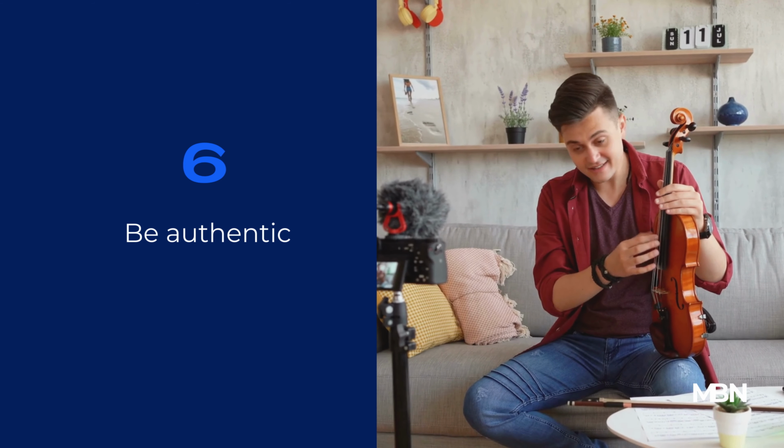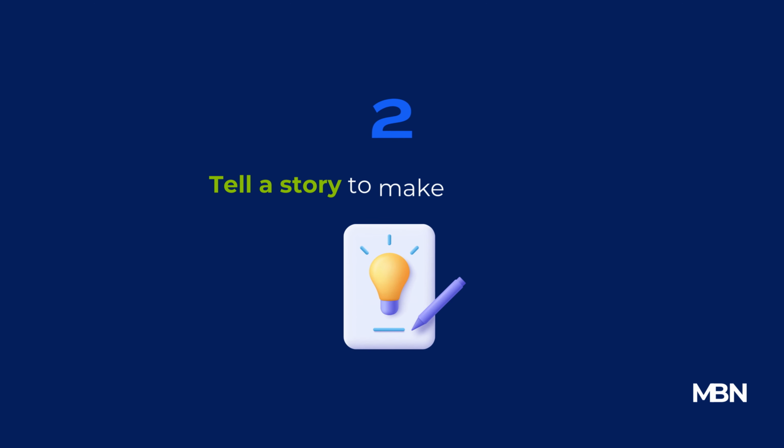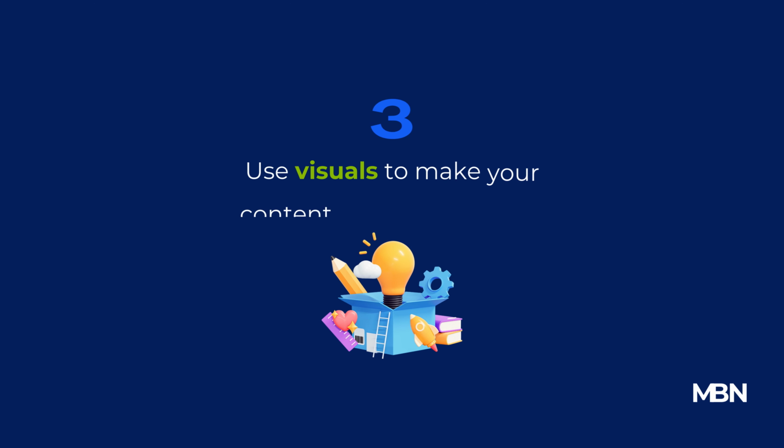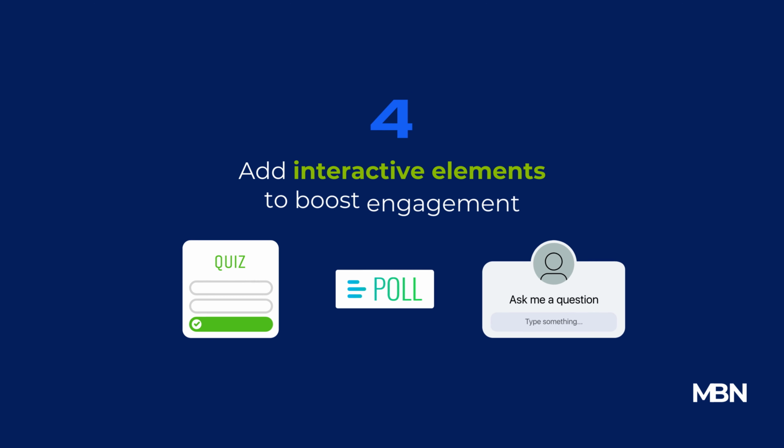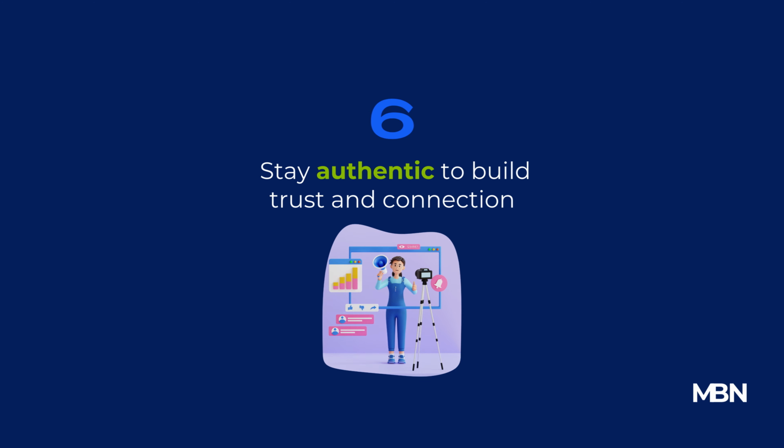Let's quickly recap by going over the 6 main tips. 1. Understand your audience to tailor your content. 2. Tell a story to make it relatable. 3. Use visuals to make your content more memorable. 4. Add interactive elements to boost engagement. 5. Be concise and clear to keep your audience's attention. And lastly, 6. Stay authentic to build trust and connection.